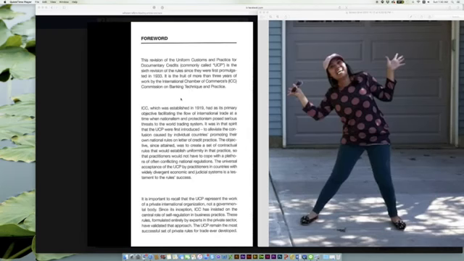Banking Technique and Practice. ICC, which was established in 1919, had as its primary objective facilitating.